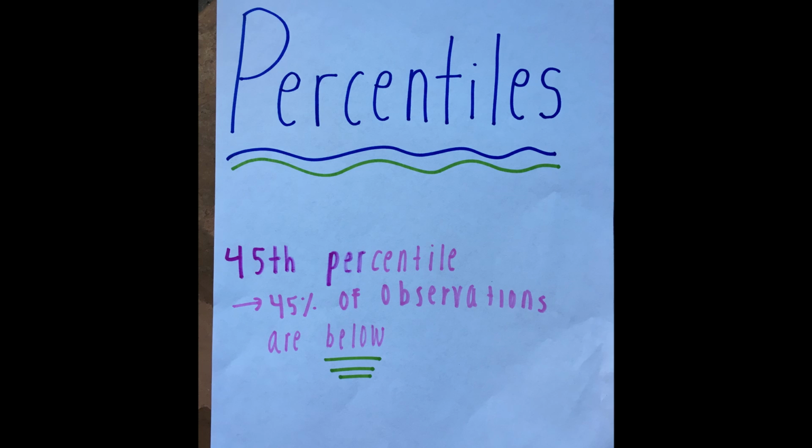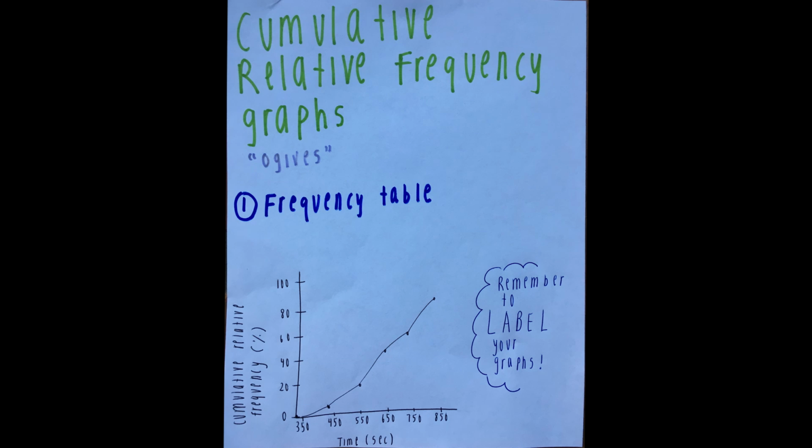An observation's percentile is the percent of the distribution that is below the value of the observation. For example, an observation at the 45th percentile means that 45% of the observations can be found below that value. Cumulative relative frequency graphs, also known as ogives, allow you to see the percent of observations that lie below a particular value. To make this graph, we start by looking at a frequency table. This graph allows us to see the accumulating percent of observations as we move rightward through the classes.